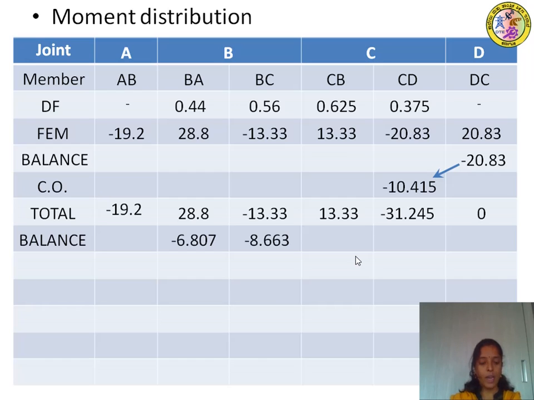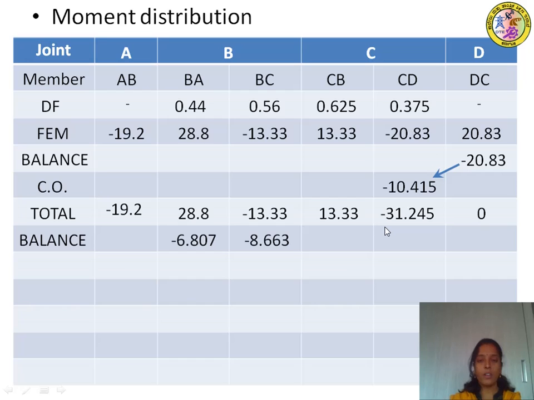So that is minus 17.915, the imbalancing moment at joint C. Therefore, the balancing moment will be plus 17.915. We have to apply a moment of plus 17.915 and distribute it according to the distribution factors.